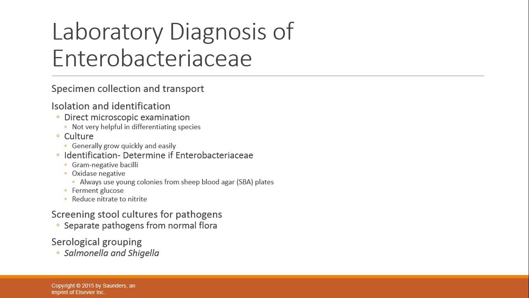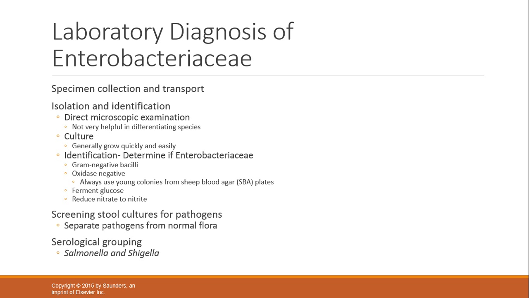Identification, let's see, they should all be oxidase negative. You want to perform your oxidase off sheep blood agar. You don't want to do an oxidase off selective and differential media. Same as for your indole and your catalase and those kind of things. It should ferment glucose and it should reduce nitrate. So if it has these characteristics, then you know that you're dealing with an Enterobacteriaceae. Okay? So you're going to do a certain battery of biochemical tests to identify it completely.